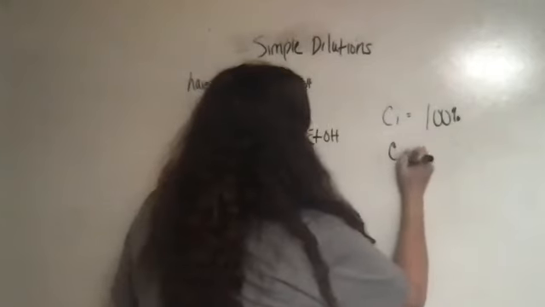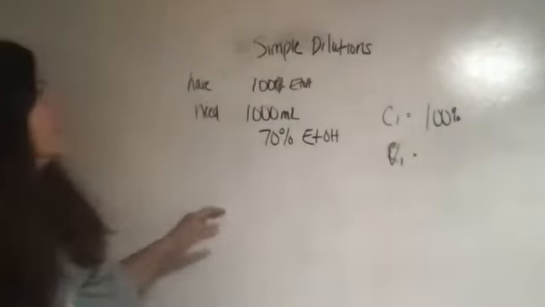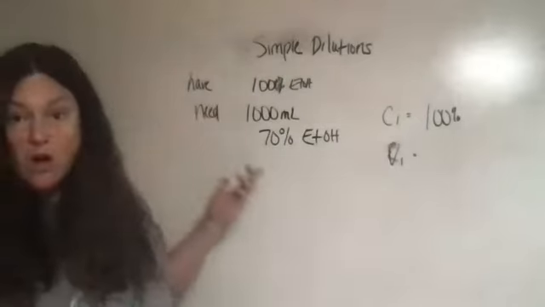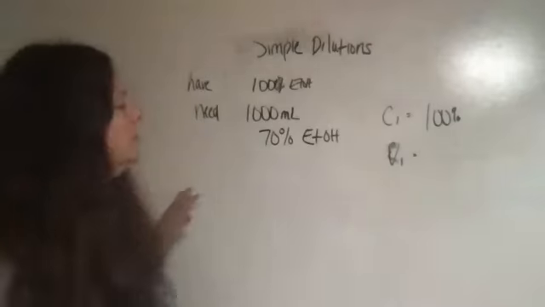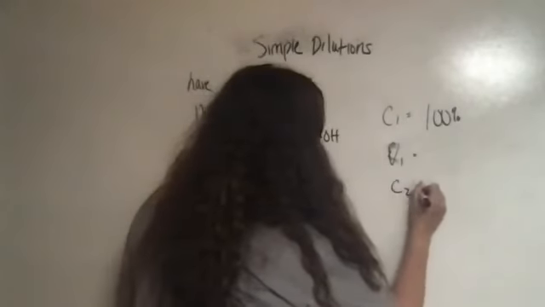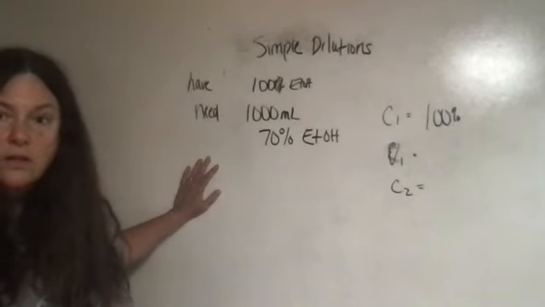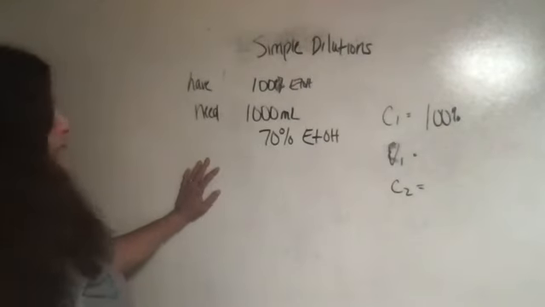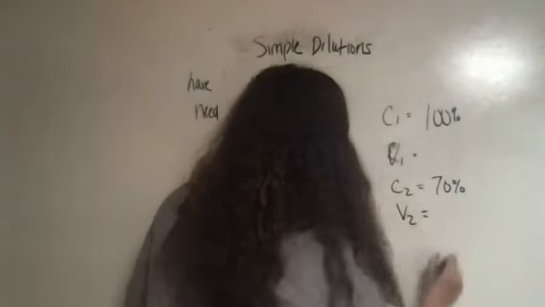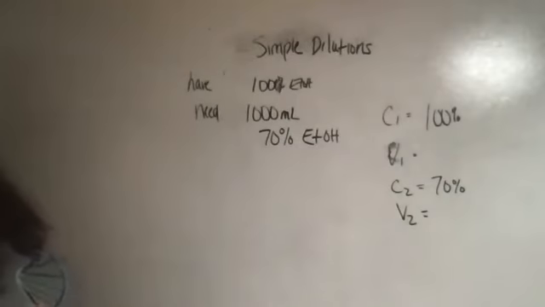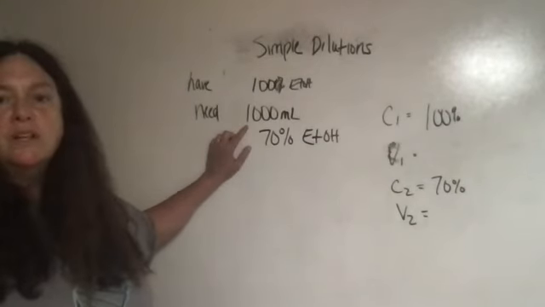Okay, what is the V1? We don't know how much alcohol we're going to start with yet. That's what we have to figure out. So that is our variable in this equation. C2, what's the concentration that we need to make? Yes, it's 70%. Our volume 2, what's our volume that we need at the end? We need a 1,000 milliliter solution.